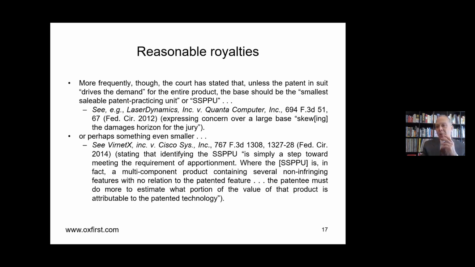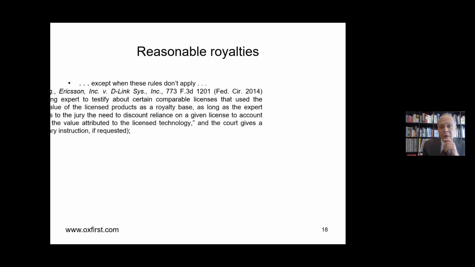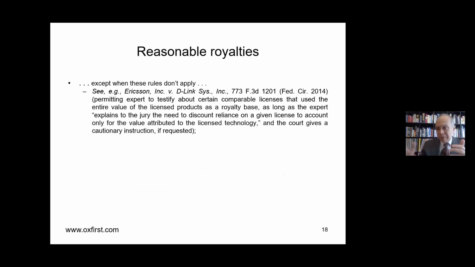The patentee must do more to estimate what portion of the value of that product is attributable to the patented technology. So we have the general rule, use the SSPPU, or perhaps even something smaller than that, except when those rules don't apply. And this is where it does get somewhat difficult to advise a client what the actual state of the law in the United States is. So there is also a body of law that sometimes seems to point in the other direction. For example, Ericsson versus D-Link, that was a case involving some FRAND committed standard essential patents.